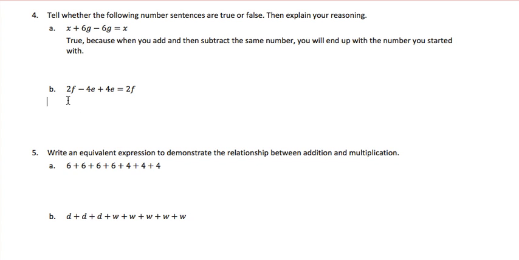And in B, we start with 2f, we subtracted 4e and added 4e, and we ended with 2f. And again, it is true because when you add and then subtract the same number, or you subtract and then add the same number, you'll end up with the number you started with as well. So we'll rephrase that. It's true.